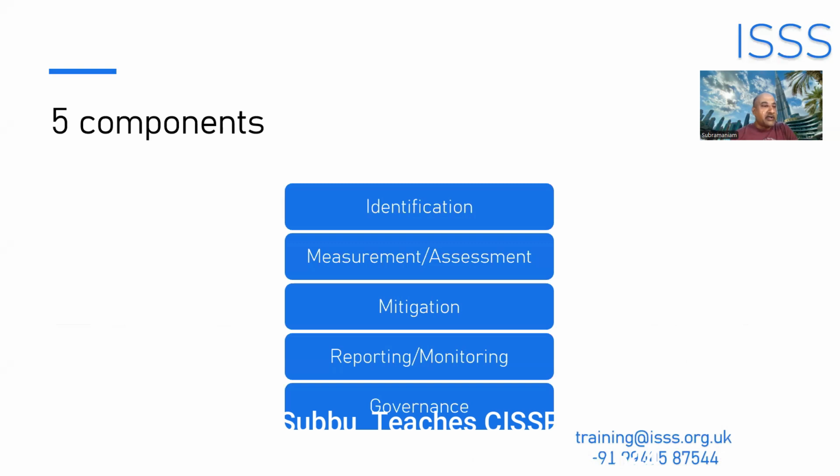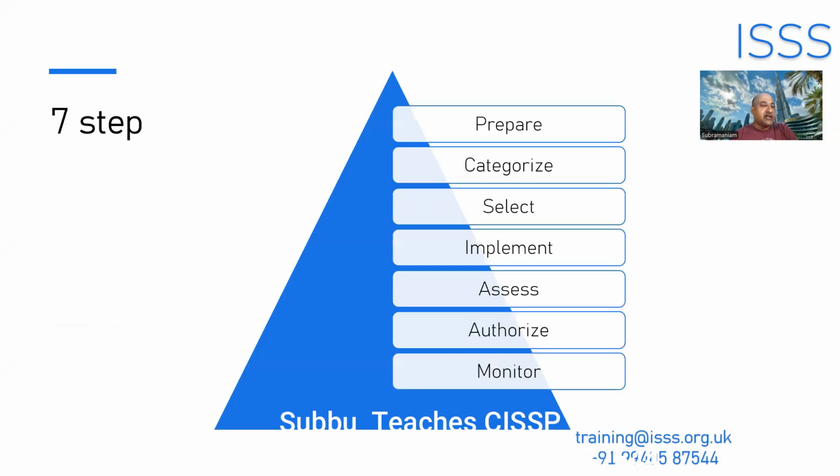The pictorial representation of the 5 components, 7-step process. You've got something called prepare. This is with respect to RMF 2.0. Prepare has been introduced. Prepare, categorize, select, implement, assess, authorize, and monitor. Prepare for the risk management.